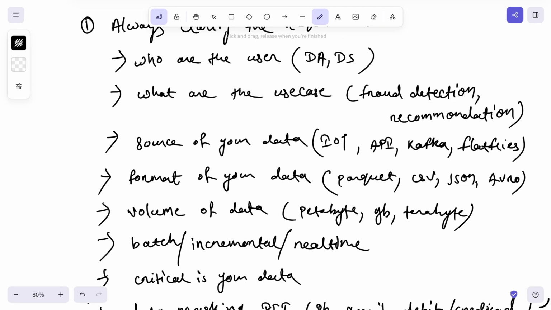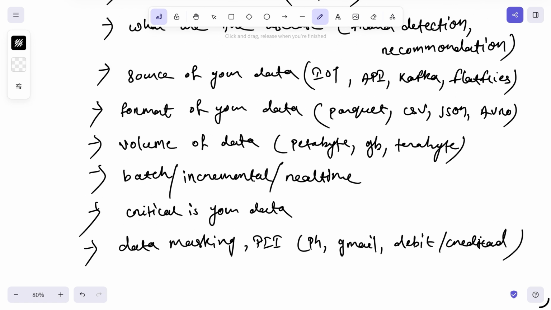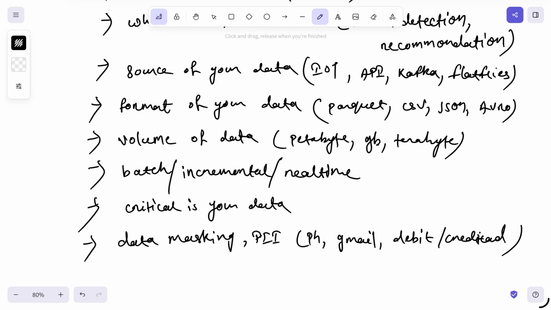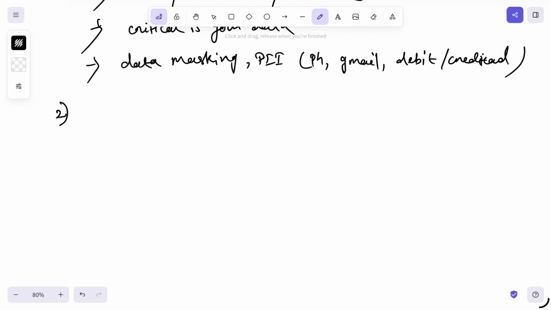Once you clarify the requirements, like what the use case is, the source of your data, file format, volume of your data, masking things, and the criticality of data, and once these are confirmed, the next thing you can do is draw a high level architecture, I would say.